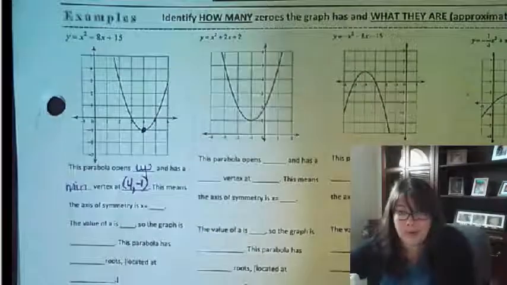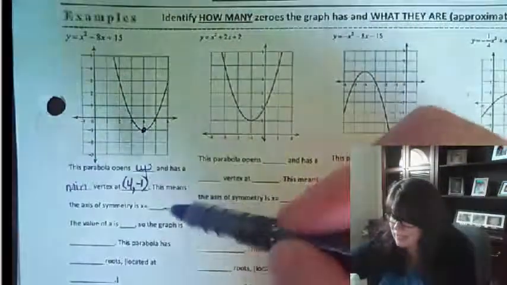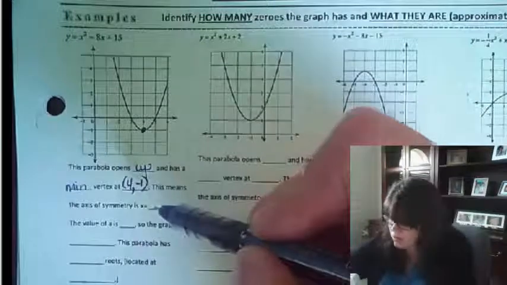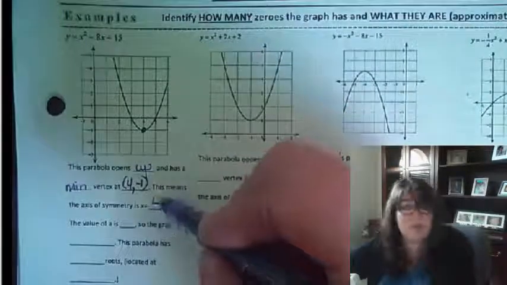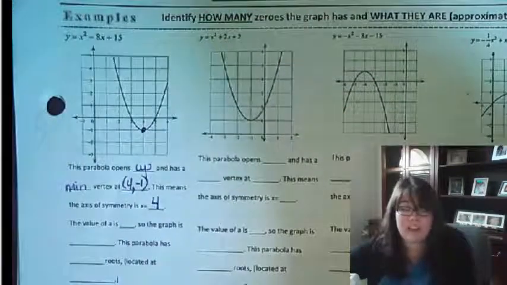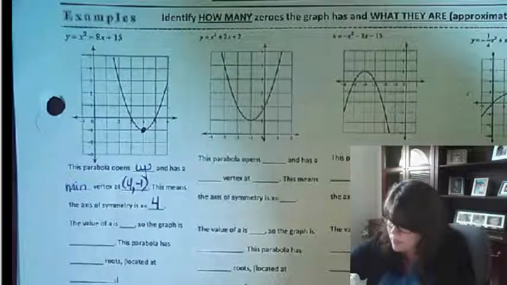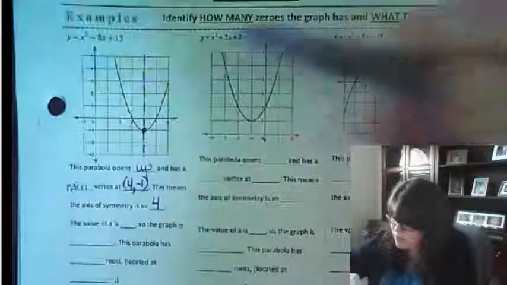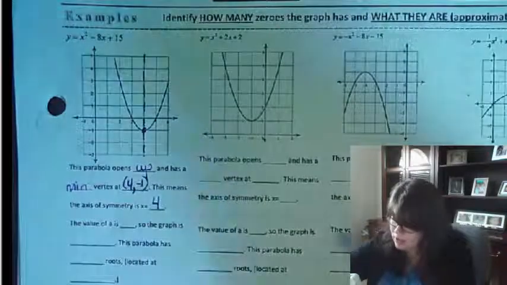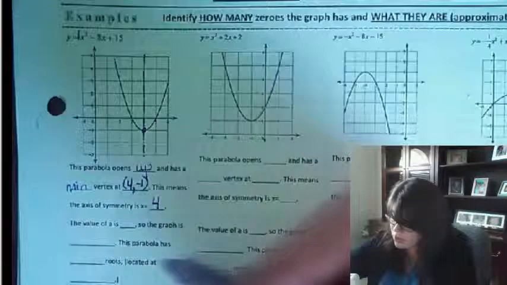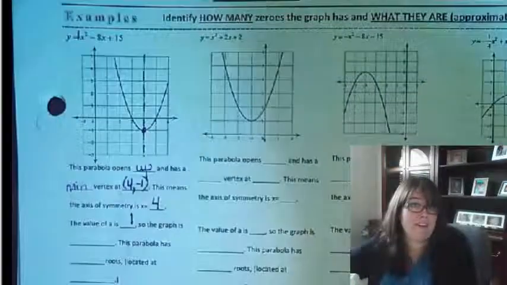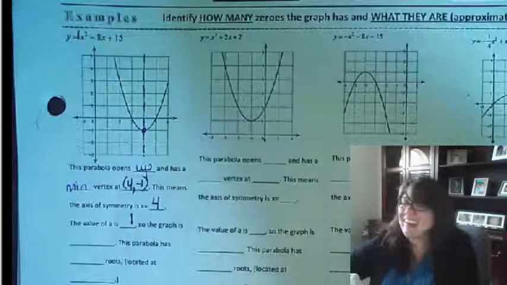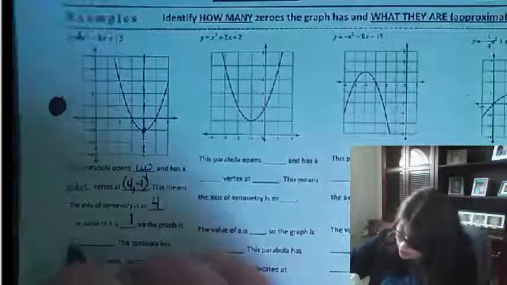That's my vertex point. This means the axis of symmetry is x equals, remember the axis of symmetry goes right through that vertex. So whatever your x value is, that's your axis of symmetry. It's right here. X equals 4. The value of a, the number in front of x squared, is just 1. So that means the graph is, you got it, normal.